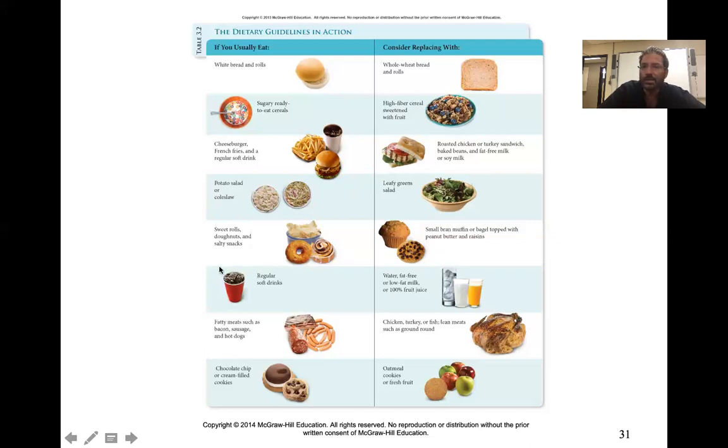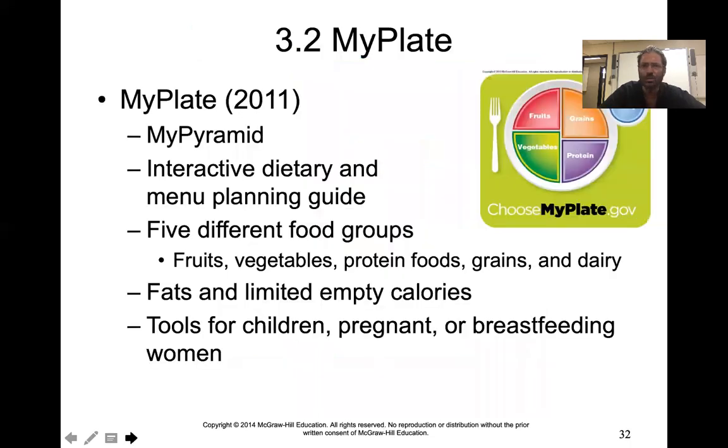Regular soft drinks can have up to a quarter cup of sugar in them. All right. So water, fat-free milk, 100% fruit juice, still probably very high in caloric intake. So just have an idea of things that you could change or eliminate.